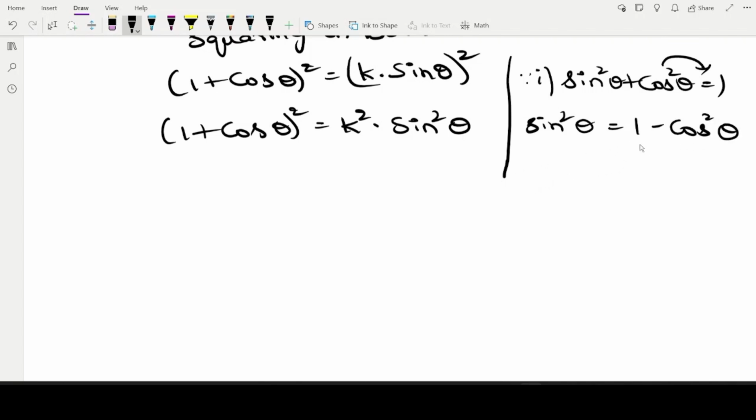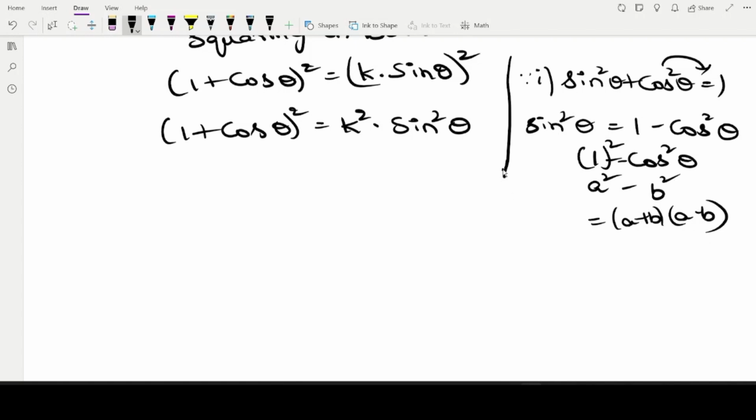Here you can write the 1 minus cos square theta as, you can write 1 as 1 whole square. So this becomes a square minus b square. What is a square minus b square? a plus b into a minus b. Now let me write them in this way. So 1 square minus cos square theta becomes 1 plus cos theta into 1 minus cos theta.